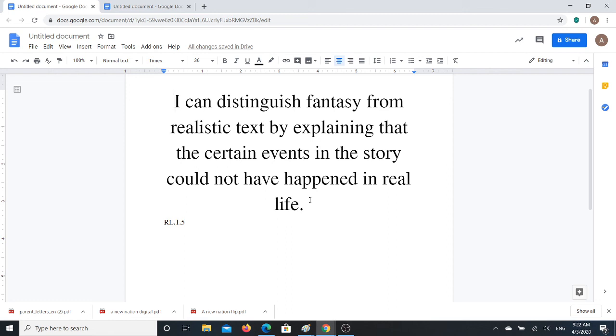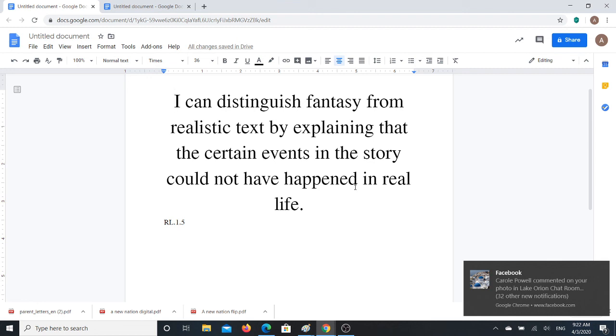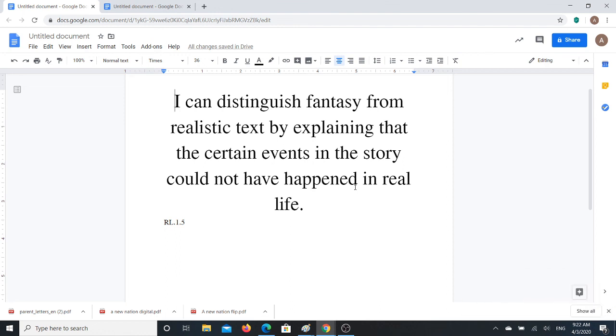Today's learning goal was I can distinguish fantasy from realistic text by explaining that certain events in a story could not have happened in real life. So this is the last of our fairy tales.